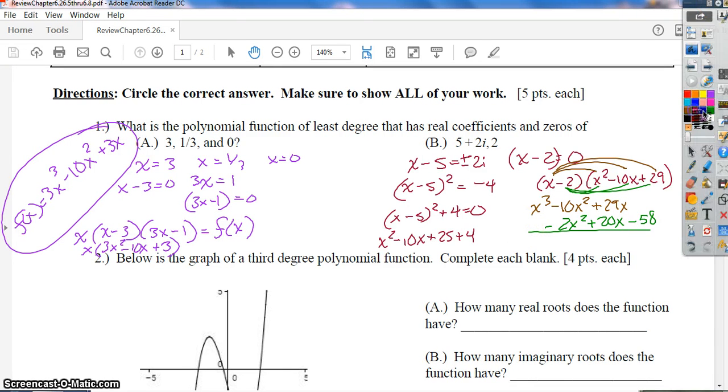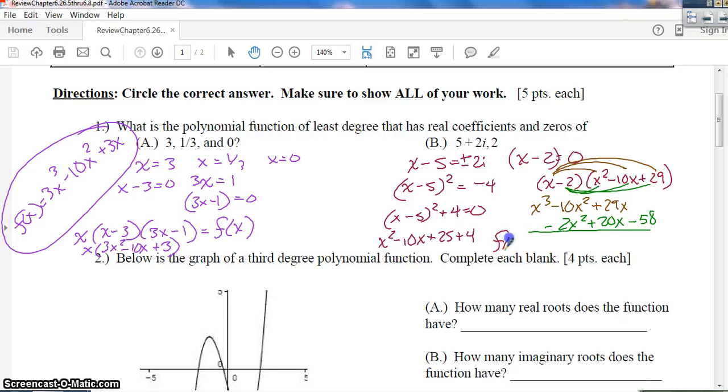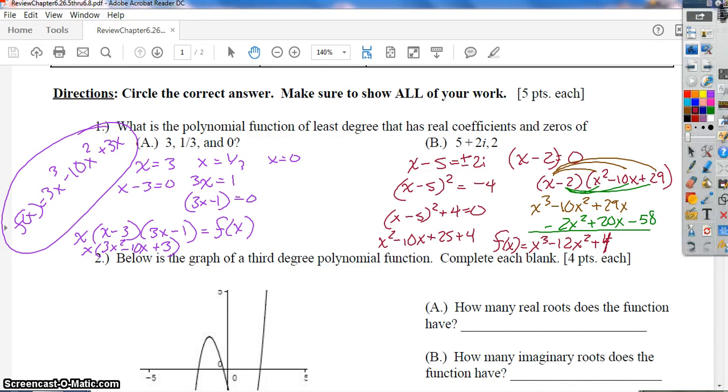So my final function, for f of x, is x to the third minus 12x squared plus 49x minus 58. I just cleaned it up a little bit. Okay, so there are your first two. All right, hopefully that will help you out.